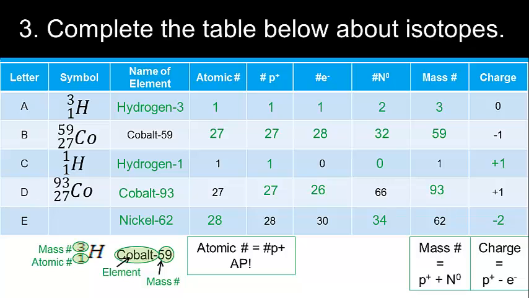This particular element is nickel. I know that because nickel corresponds to atomic number 28, and the mass number is 62. The symbol for nickel is Ni. 28 goes on bottom, that is the atomic number, and 62 goes on top, that is the mass number.